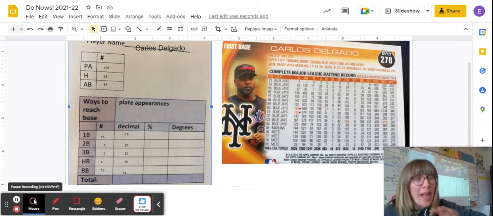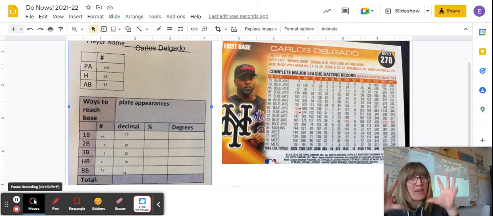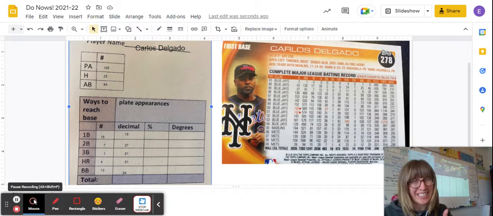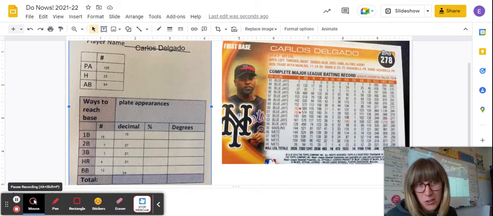Okay, so now you're ready. You've gathered your data, right? You have all of the stats for a player at least. You've converted it into a decimal, and now we're going to move into the land of percentages.